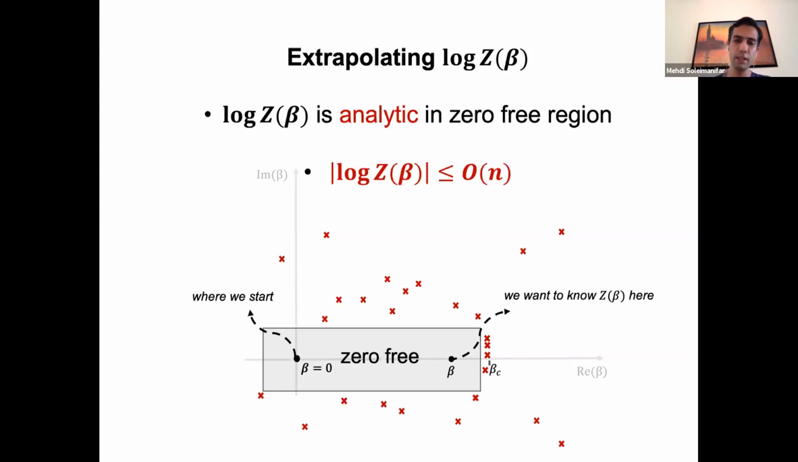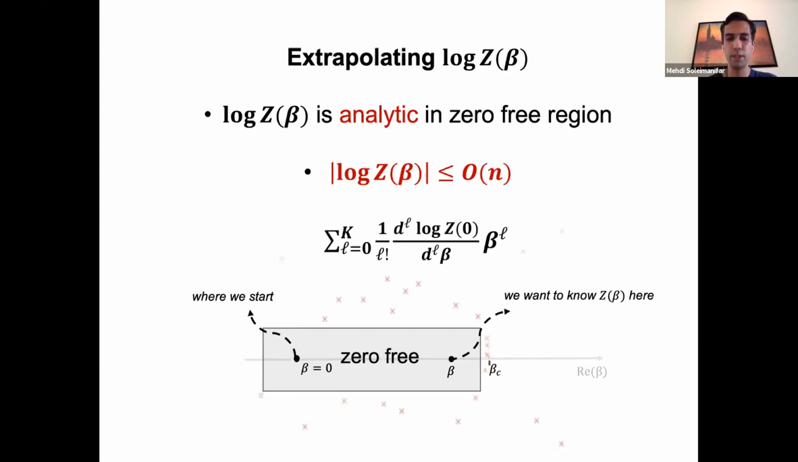For classical spin systems, since the partition function is a polynomial in terms of beta, we don't need to assume this. But in general, this is not true for quantum systems. So we need to have this assumption, and I'll talk about that later. So if the inverse temperature beta that we want to evaluate the partition function at is inside such a zero-free region, then there's a simple algorithm for estimating the partition function.